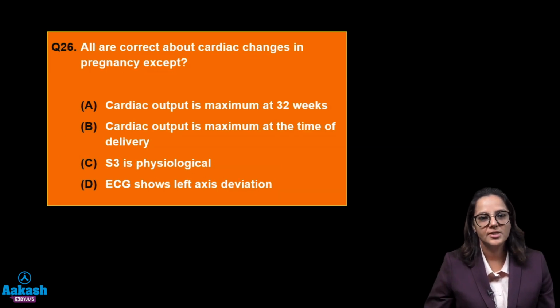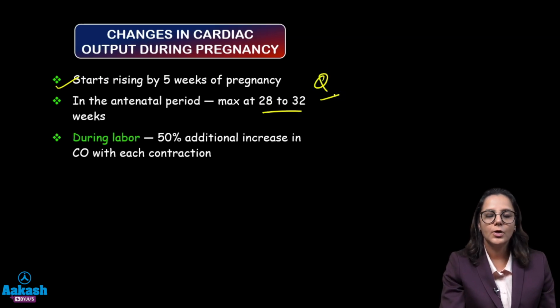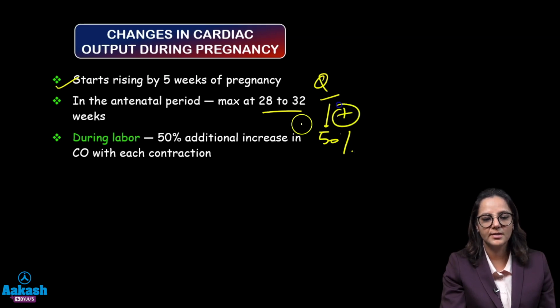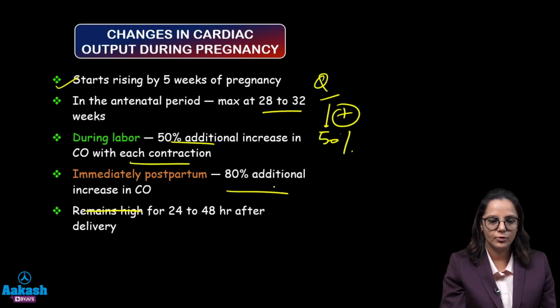All are true about cardiac changes in pregnancy, except: the cardiac output starts rising from 5 weeks onwards. In the antenatal period, it is maximum at 28 to 32 weeks. They have asked this as a question. During labor, in addition to this, there is further 50% increase. And immediately intrapartum, there is 80% increase in the cardiac output.